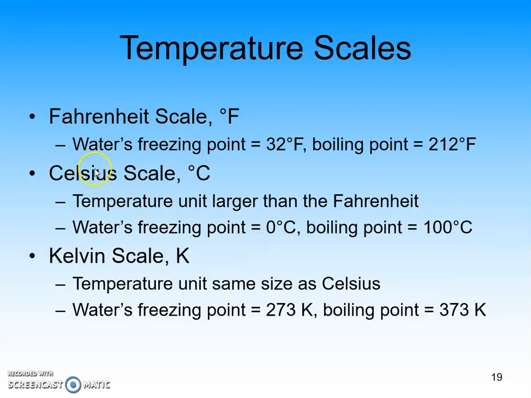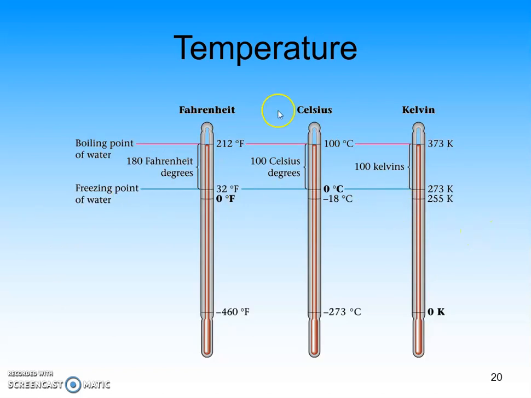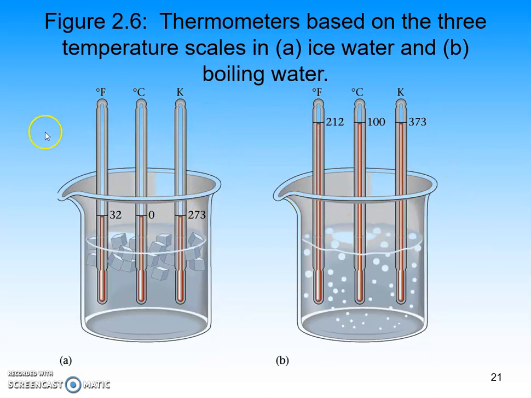Now temperature is also a very important physical quantity, which is measured on the Fahrenheit scale. Water freezing point is 32 Fahrenheit, boiling point 212. In the Celsius scale, the temperature unit is larger than the Fahrenheit, water freezing point 0 degrees Celsius, boiling point 100 degrees Celsius. In the Kelvin scale, the temperature unit is the same size as Celsius, water freezing point 273 Kelvin and boiling point 373 Kelvin. So this is the temperature in Fahrenheit, in Celsius, in Kelvin. So you have to measure with the thermometer based on the three temperature scales: ice water and boiling water.